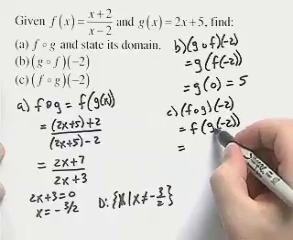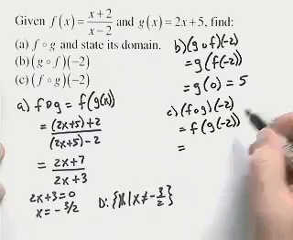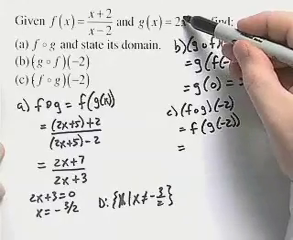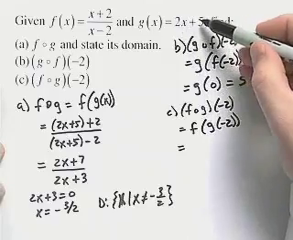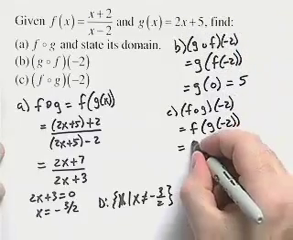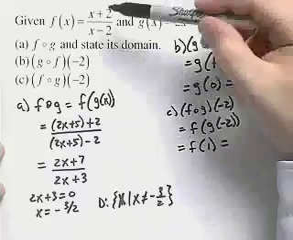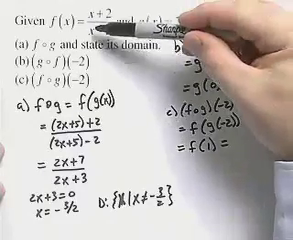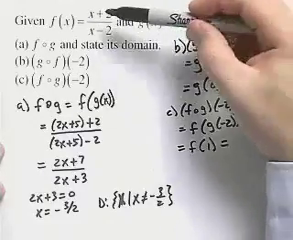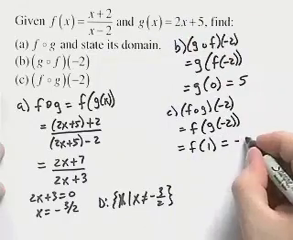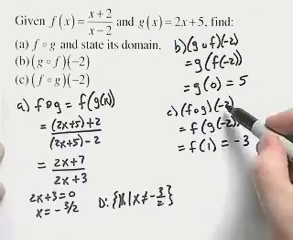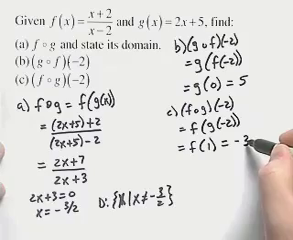So we first need to evaluate our function g when x is negative 2. Come up to our function g. 2 times negative 2 is negative 4, plus 5 gives us 1. So we really need to find f of 1. We put 1 into our function f. 1 plus 2, that's 3. 1 minus 2 is negative 1. 3 over negative 1 is negative 3. So f of g of negative 2 is equal to negative 3.